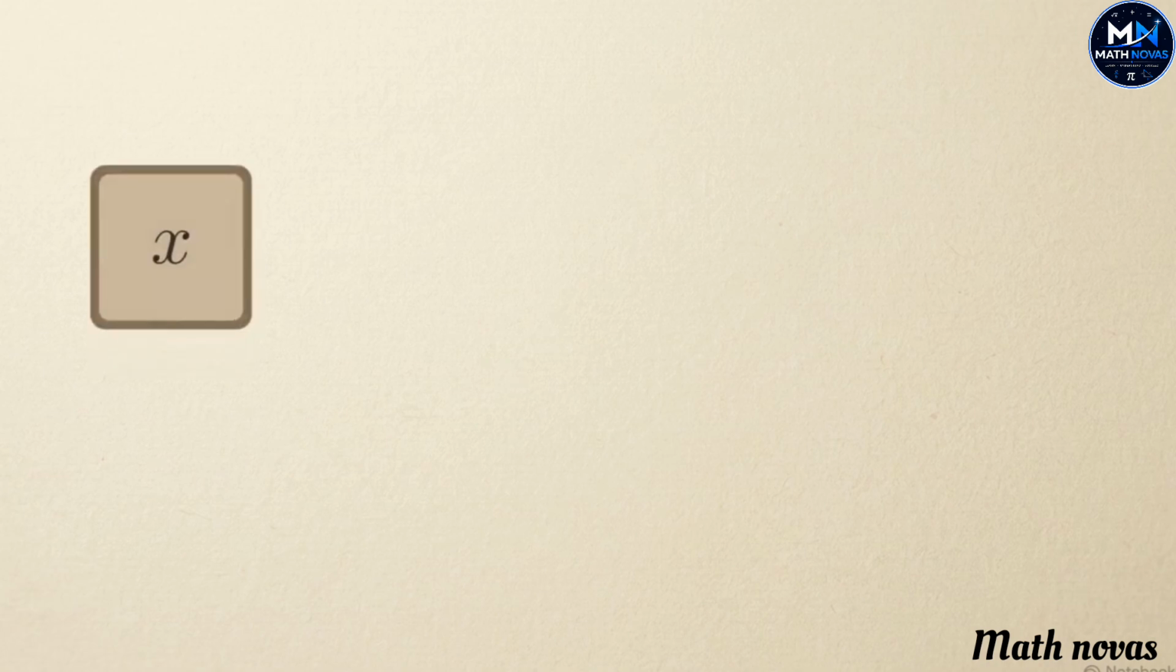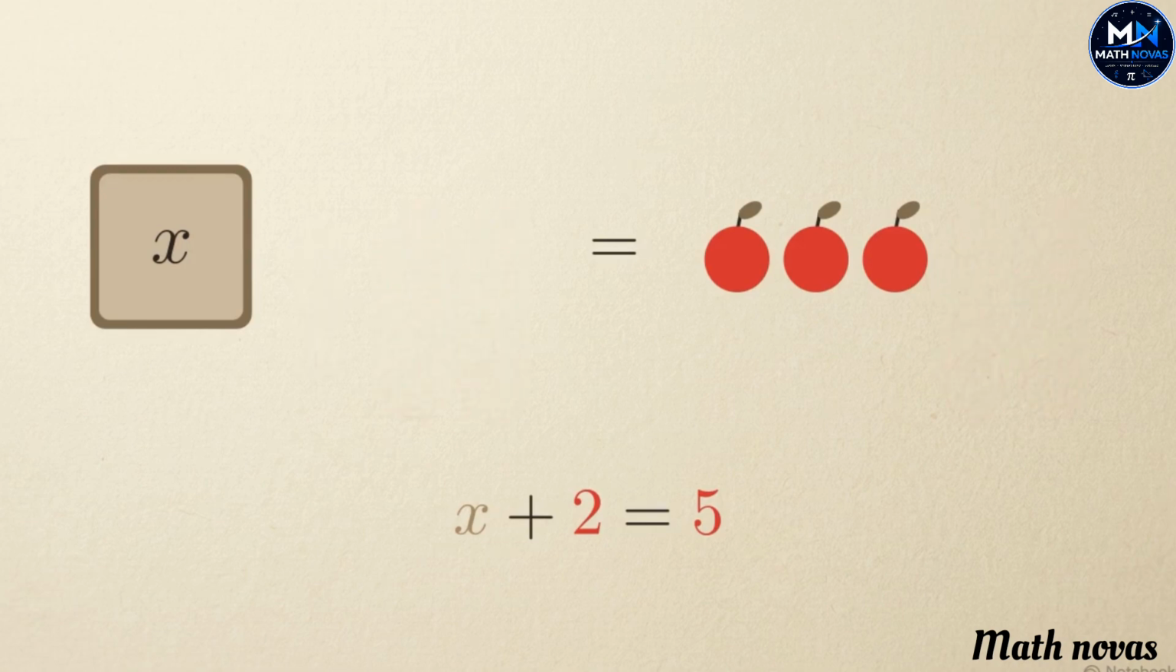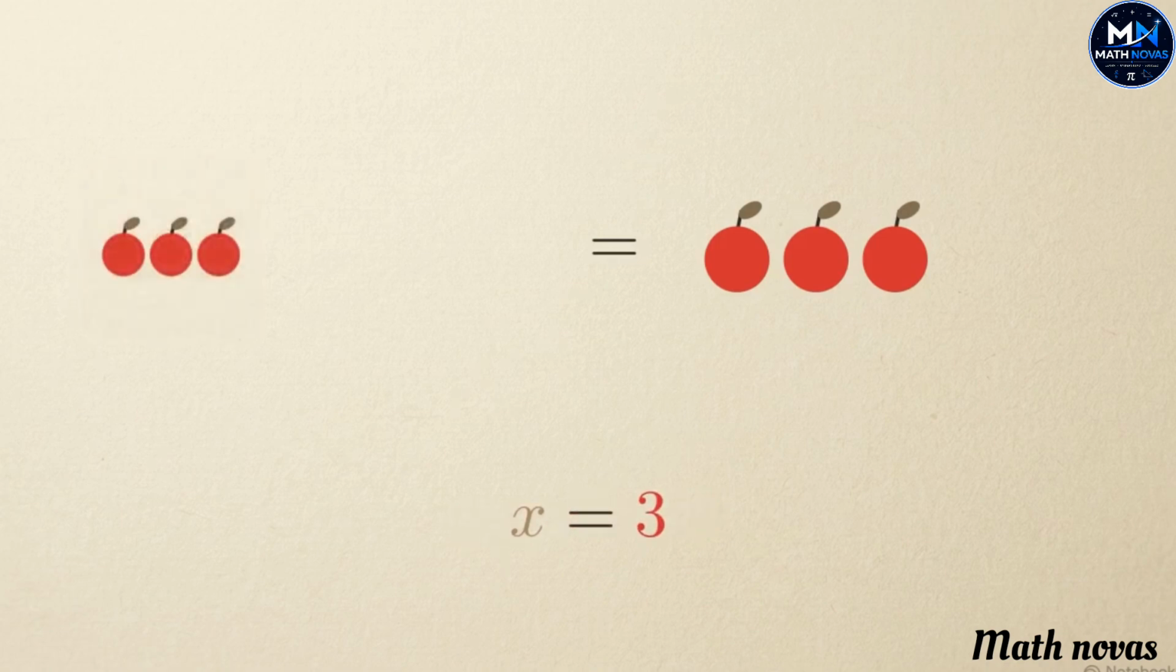Take our box of apples, x, and imagine we add 2 more loose apples to the pile. If we know we now have a total of 5 apples, we write this as x plus 2 equals 5. To find out what x is, we apply some basic logic. If we ended up with 5 apples after adding 2, we can work backward by setting those 2 extra apples aside. That leaves us with exactly 3. Our box contained 3 apples from the very start, so x equals 3.